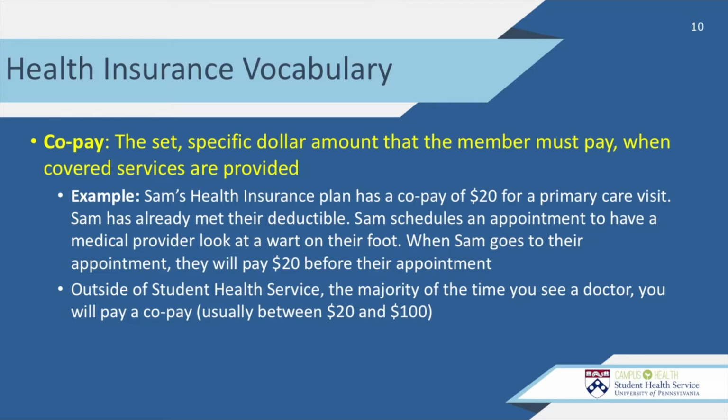An example is Sam's health insurance plan has a copay of $20 for a primary care visit. Sam has already met their deductible. Sam schedules an appointment to have a medical provider look at a wart on their foot. When Sam goes to their appointment, they will pay $20 before or directly after their appointment, usually at the reception desk of the doctor's office.